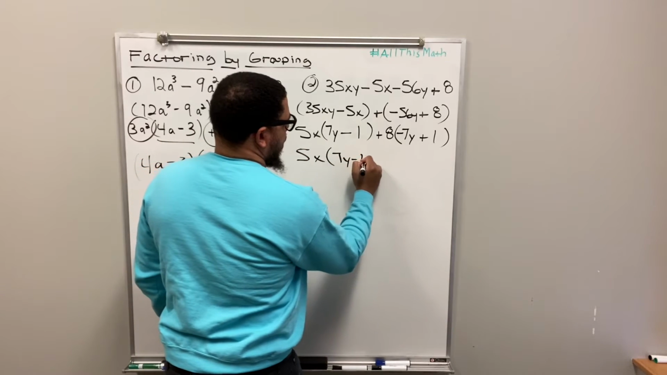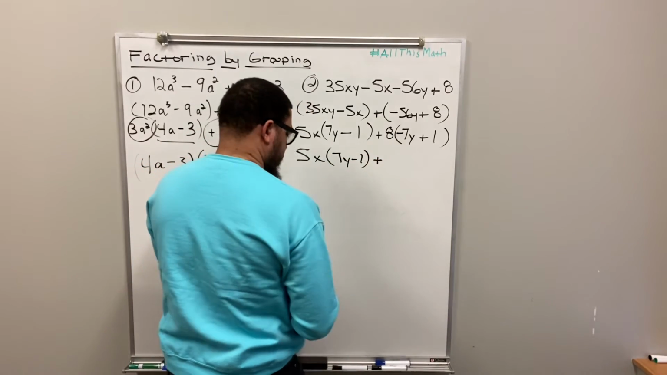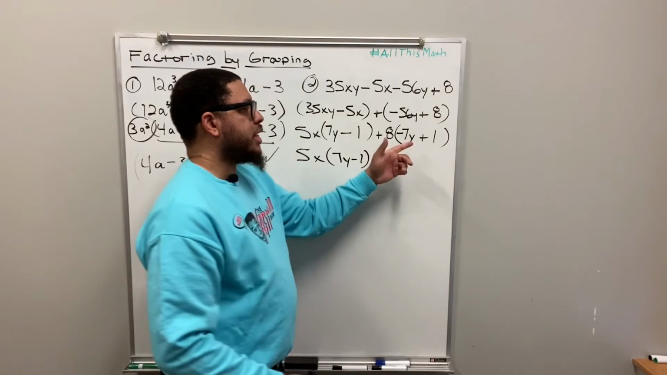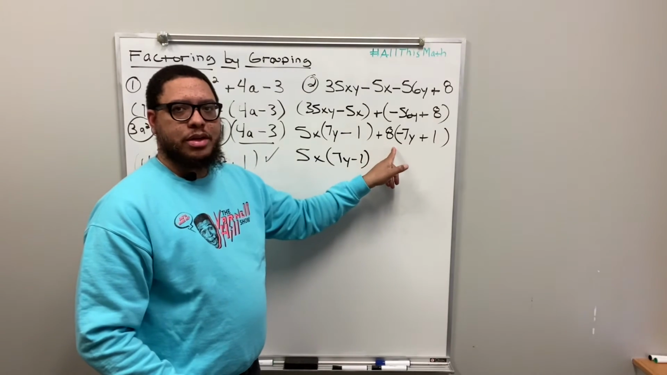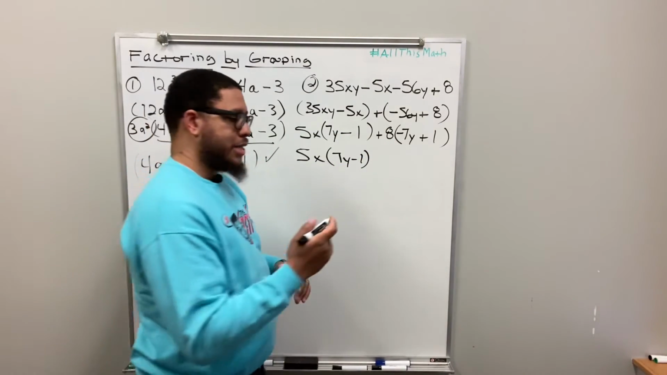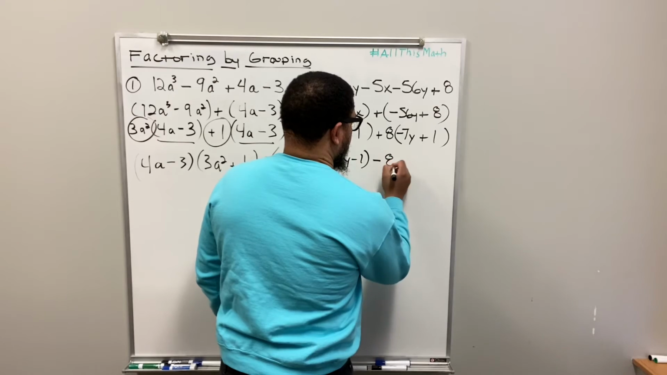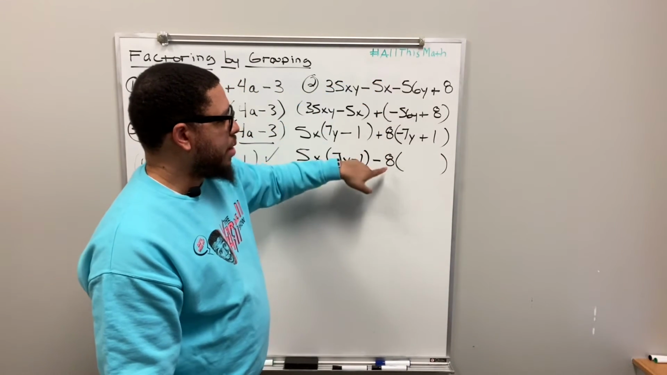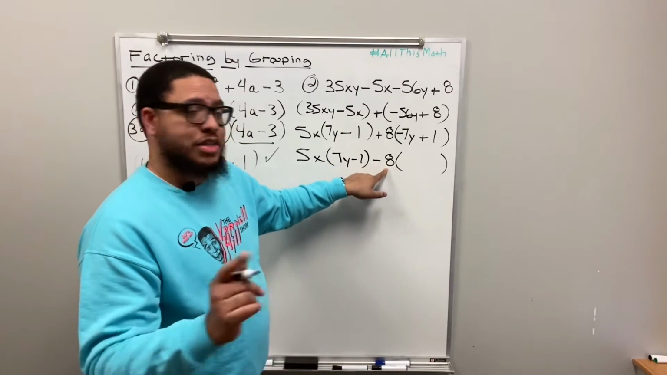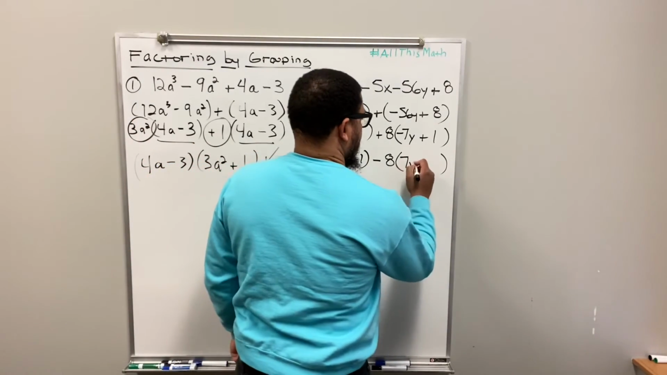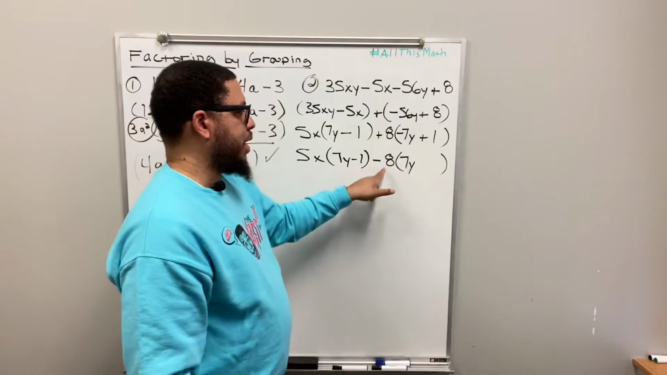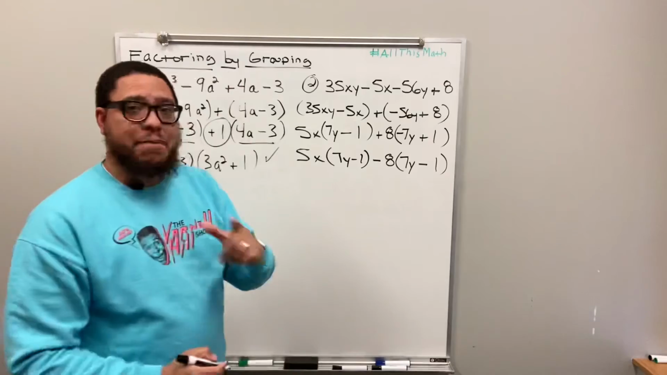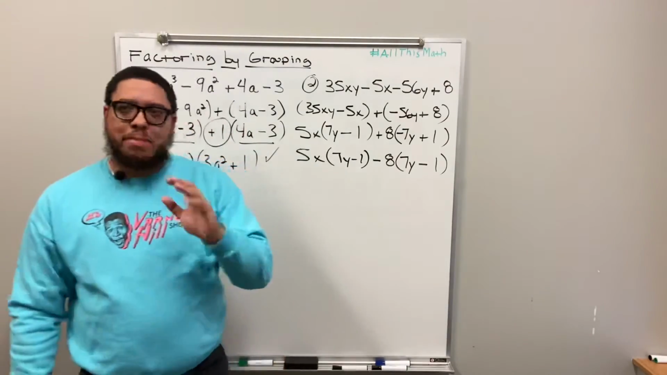I'm going to rewrite this part. No, matter of fact, not even do that. Let's see what happens if I take out a negative 8 instead of a positive 8. Let's see what happens. Put your parentheses. Negative 56y divided by negative 8 is positive 7y. Positive 8 divided by negative 8 is negative 1. Now my binomials match up.